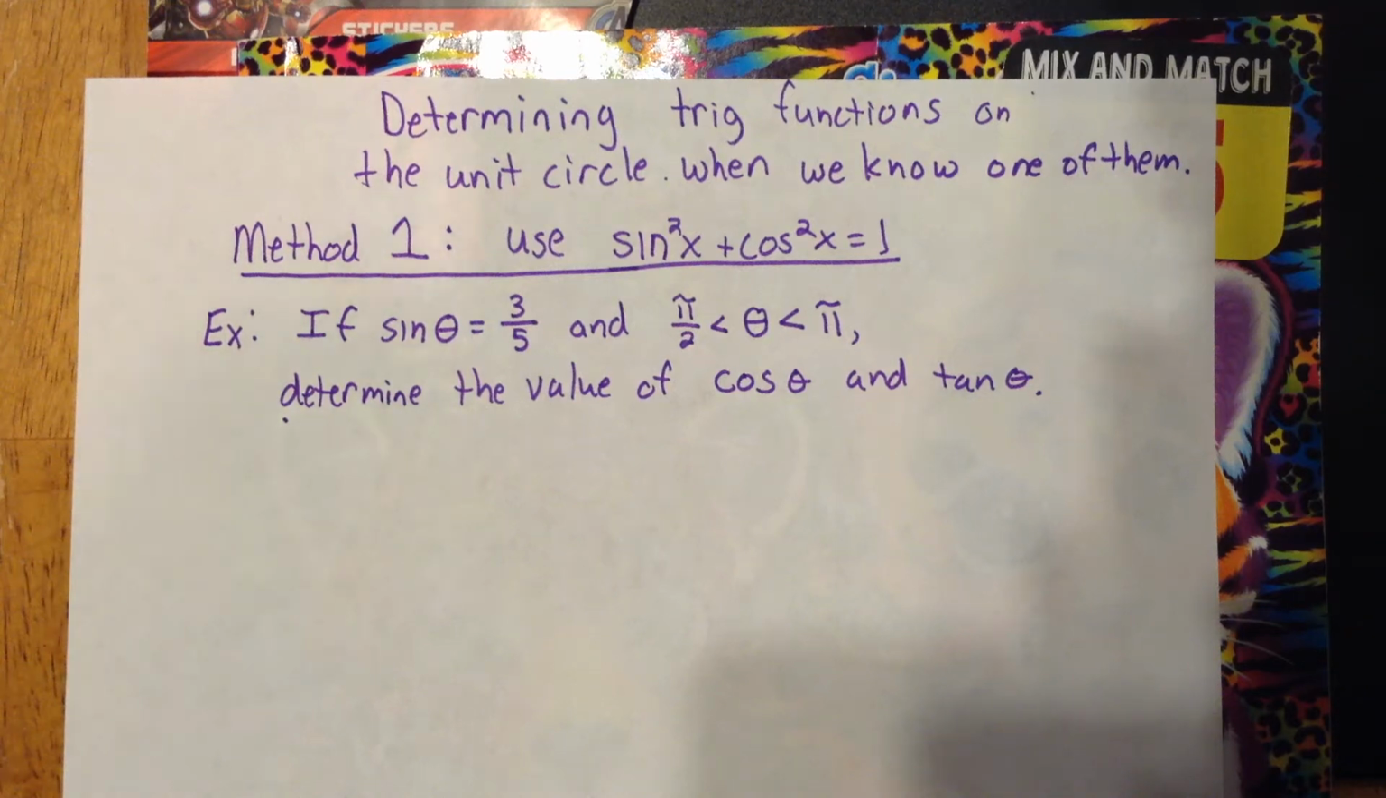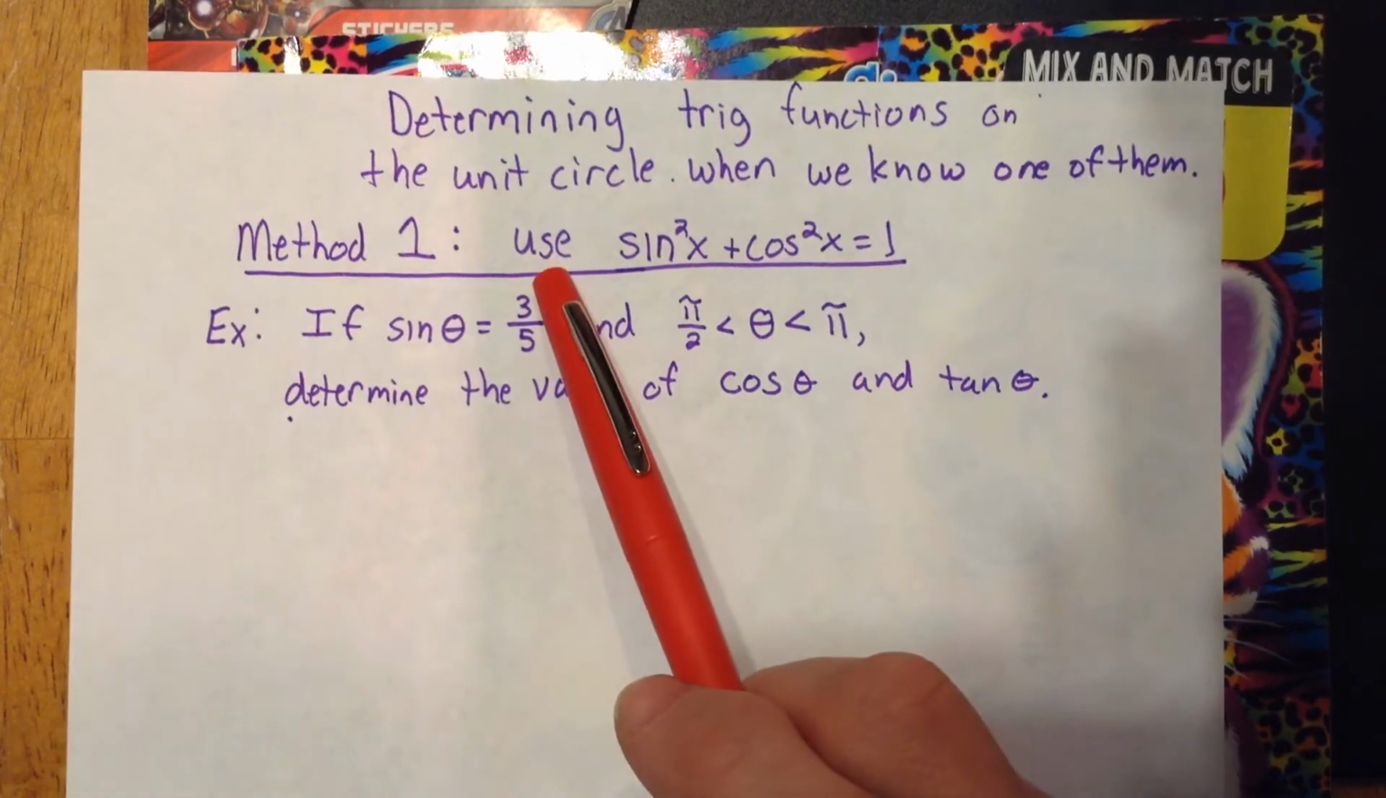Alright, we're back. More unit circle mayhem. We are determining trig functions on the unit circle when we know one of the function's values already, but we don't know the others. So we're using one of these, in this case sine, and we're going to find cosine and tangent. Eventually we'll do secant and cosecant as well, but we'll talk about that later. So this is one of the most basic examples.